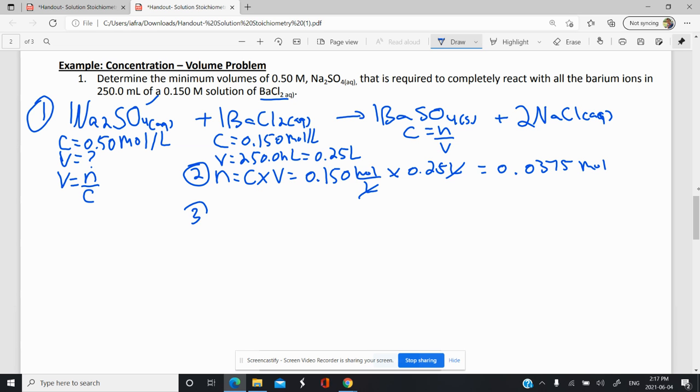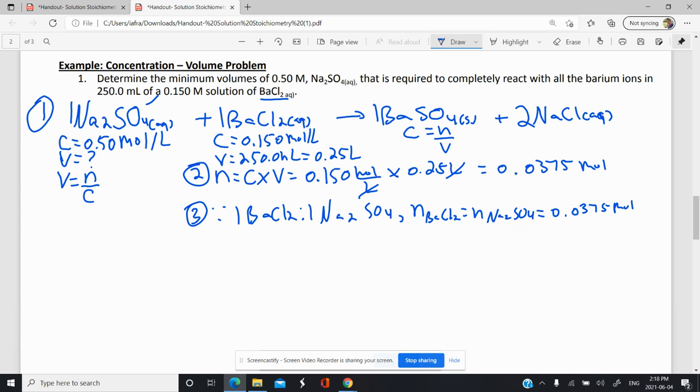So what's my next step? What's my ratio between the barium chloride and the sodium sulfate? Yeah, 1-to-1. That makes this easy, right? So since we have a 1-to-1 ratio between barium chloride and sodium sulfate, the moles of your barium chloride are equal to the moles of your sodium sulfate. In other words, 0.0375 moles. So we found the moles of our sodium sulfate. What's our last step?